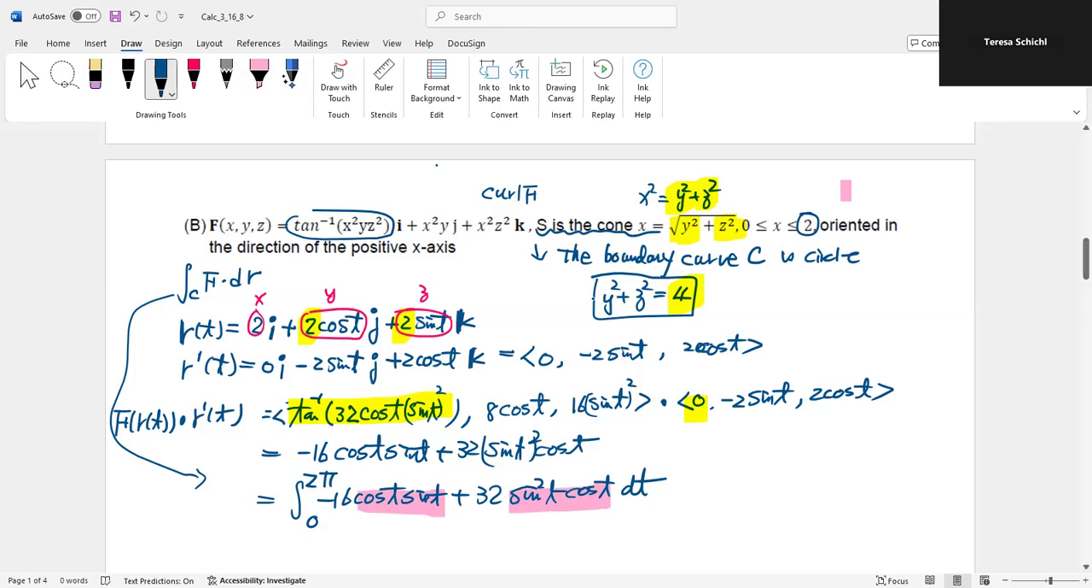All right, that's it for this video. In the next video, we're going to go backward. In fact, finding the line integral is way more complicated than finding the surface integral. So let's see how we do that.